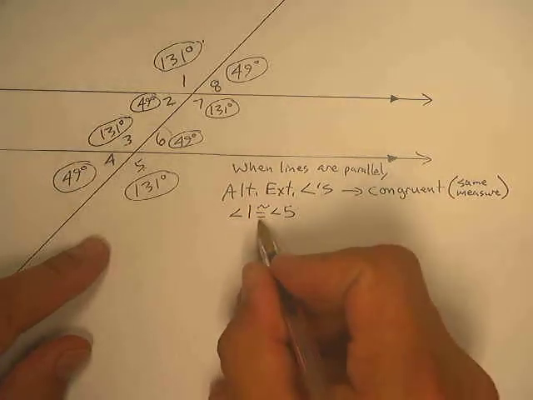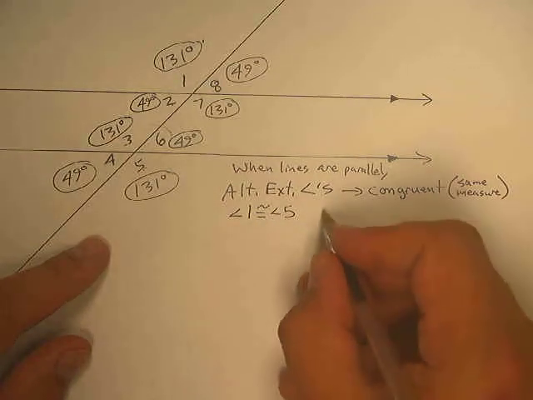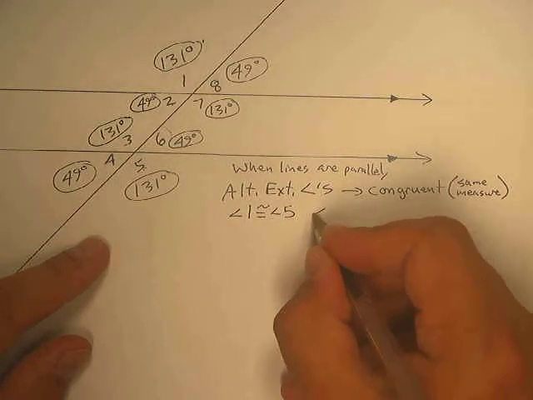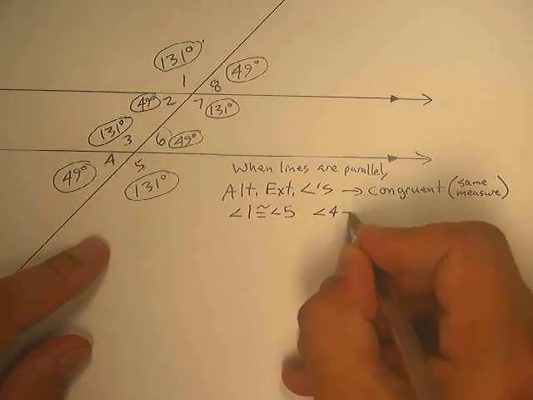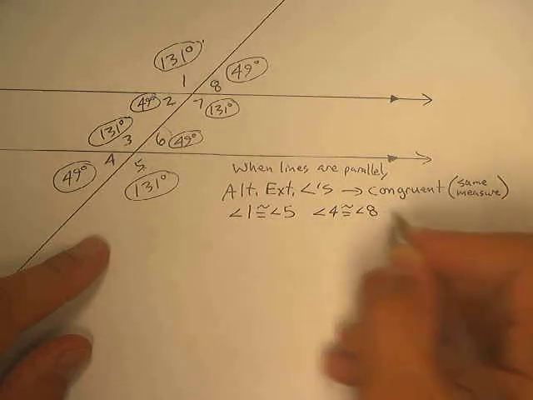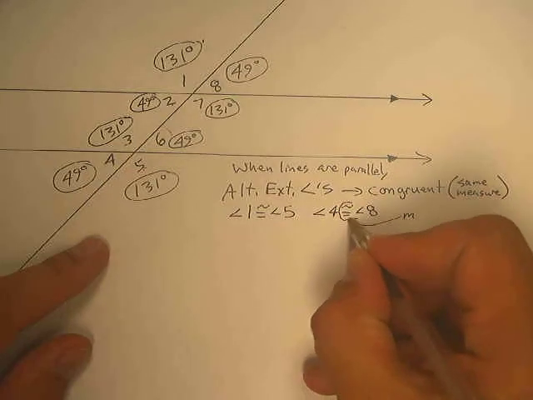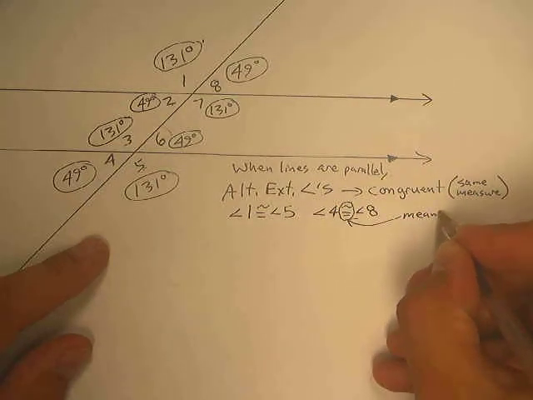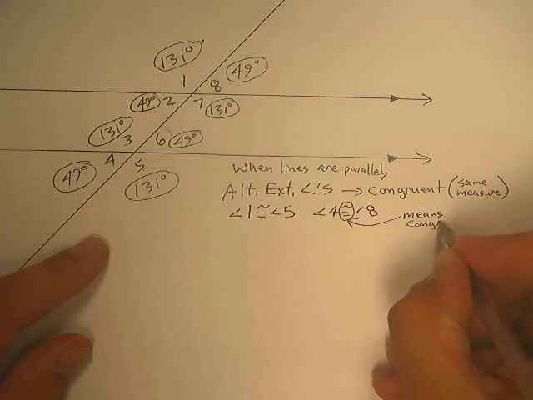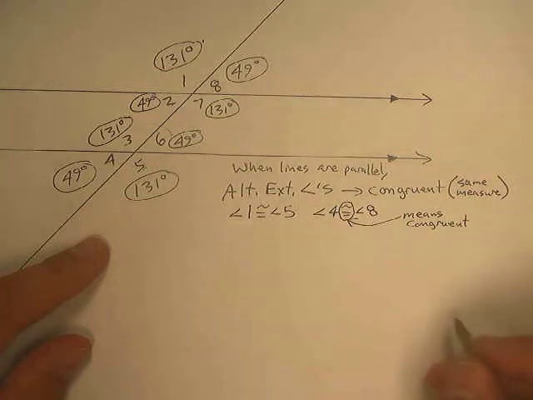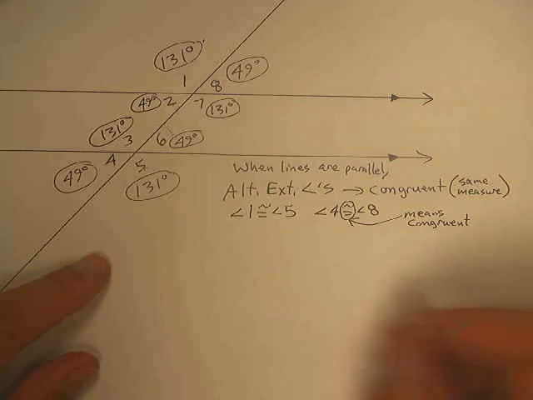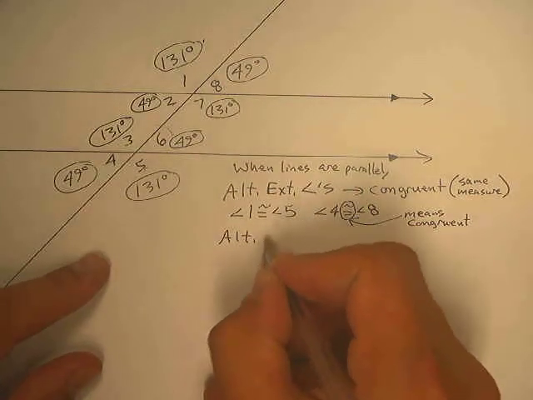Okay? So that means angle 1 is congruent to angle 5. This means congruent to. And angle 4 is congruent to angle 8. And again, this right here means congruent.